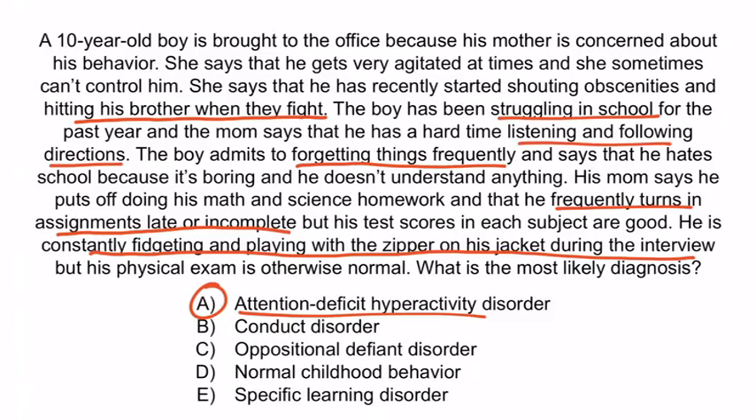This is occurring across 2 settings, so at school and at home. It's been going on for over 6 months, so a year, and he's less than 12 years old. All of these features meet the diagnostic criteria for ADHD. So again, the correct answer is A. He doesn't demonstrate the cruel acts associated with conduct disorder, so B is incorrect.